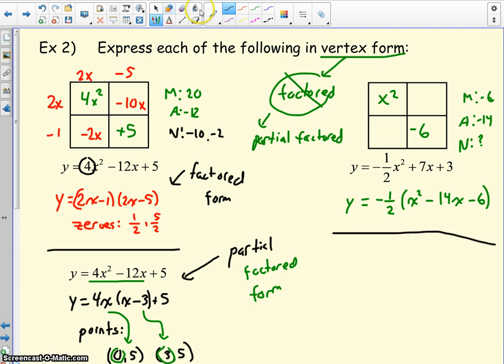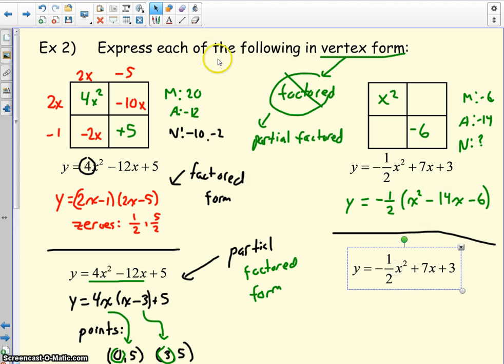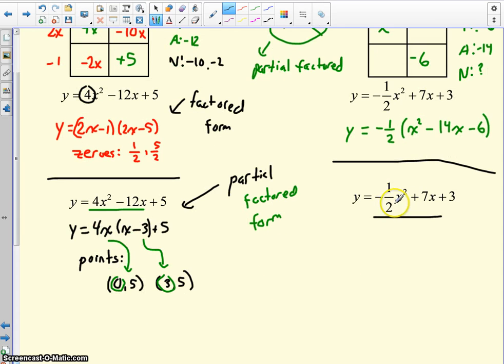Okay, so let's start again. Let's try and do this one in partial factored form. And again, just looking at the first two terms, I'm going to common factor them. So what's common between negative half x squared and 7x? Well, I'll take out negative a half x. I'll be left with x minus 14 with that plus 3.